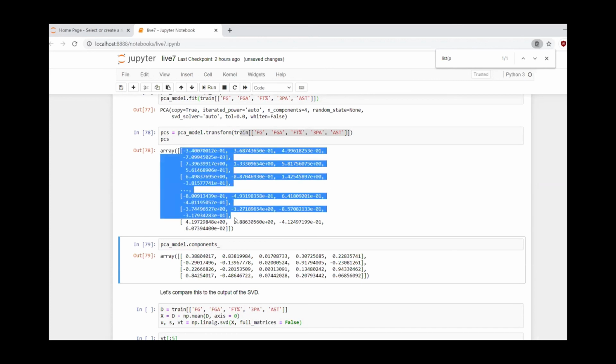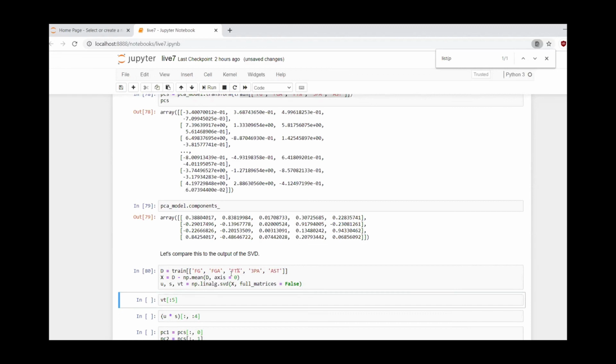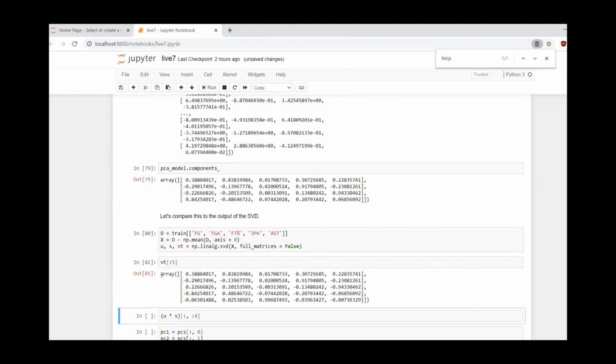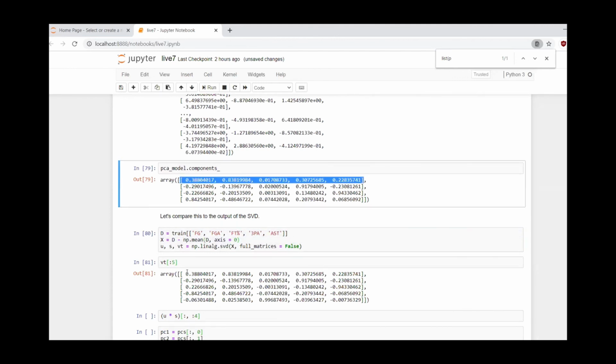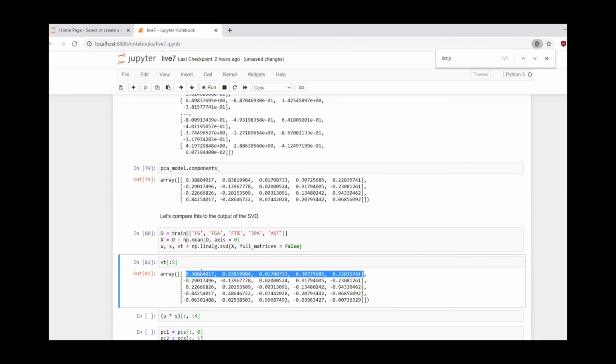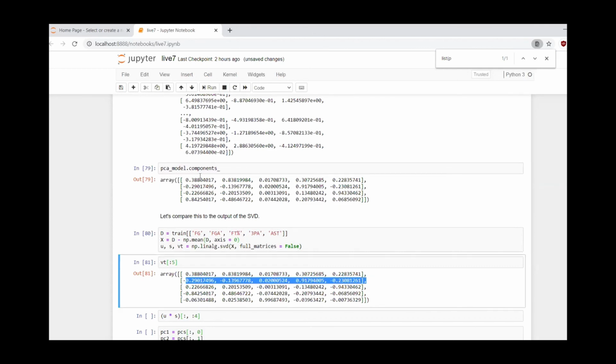This would be like your U sigma or your XV. And we'll see that here. I can compare this to the output of the SVD, if I just subtracted the mean and did the SVD. So we'll see that these are basically the same. Like this first row of V transpose is the same as the direction of the first principal component here. And similarly, the second one is the same.